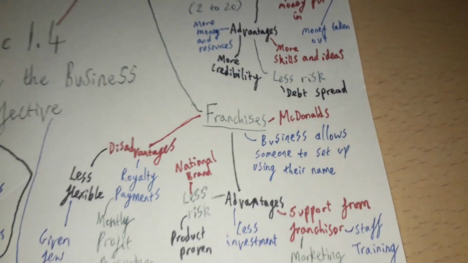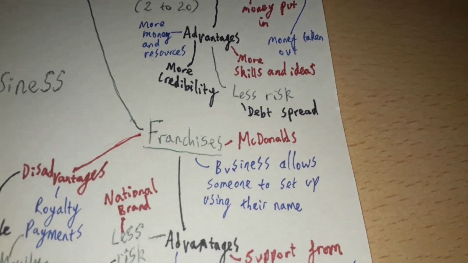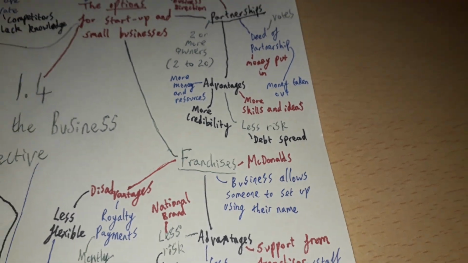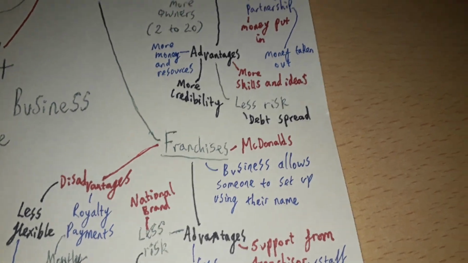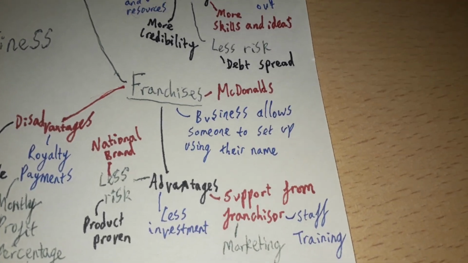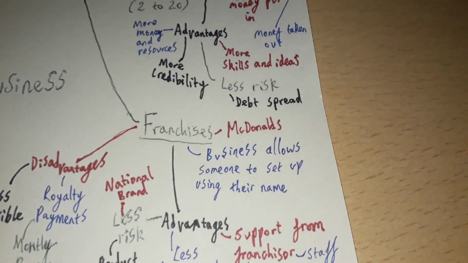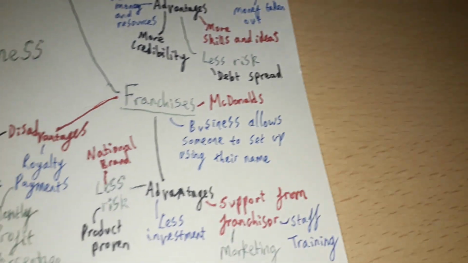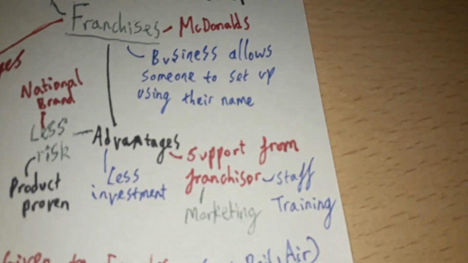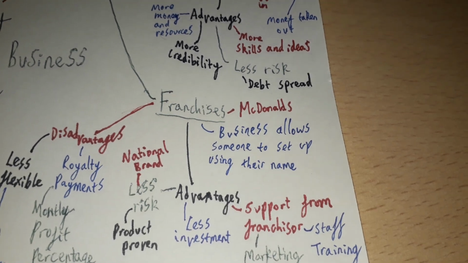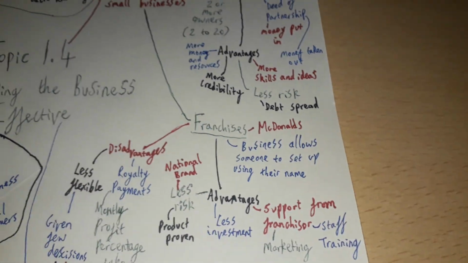So let's move on to franchises. Franchises, it's basically where a big business allows someone to set up using their name. An example of this would be McDonald's. So an advantage of a franchise is that the person running the franchise always gets support. The franchisee always gets support from the franchisor, which is a person higher up in the company, and they look after staff training and marketing. Also, another advantage is less investment needed because you don't have all the extra things to pay for.